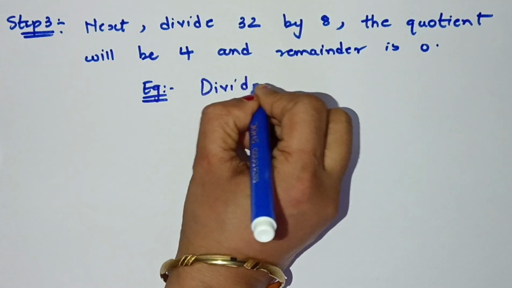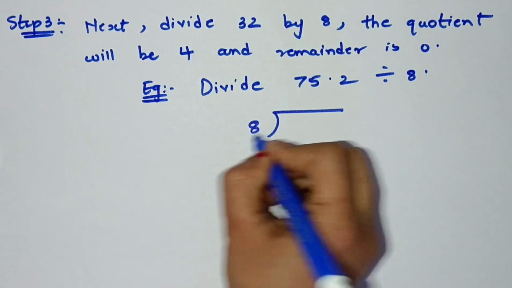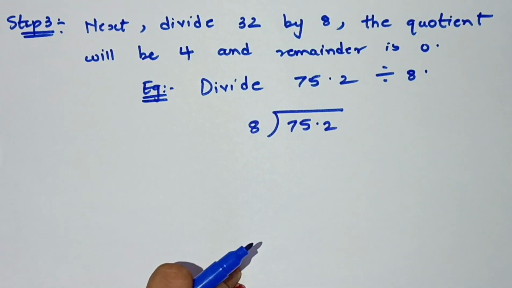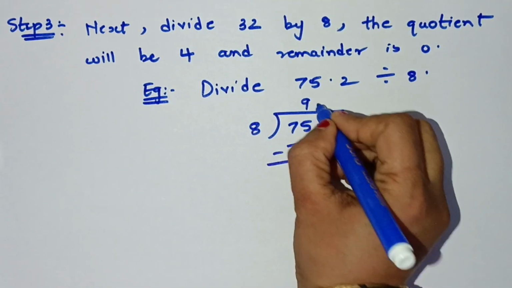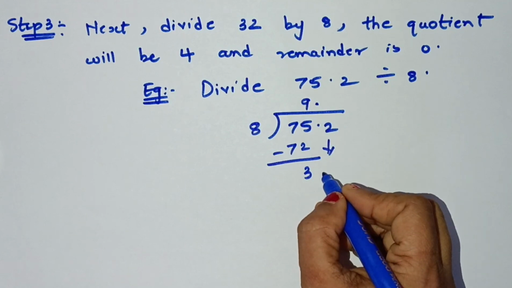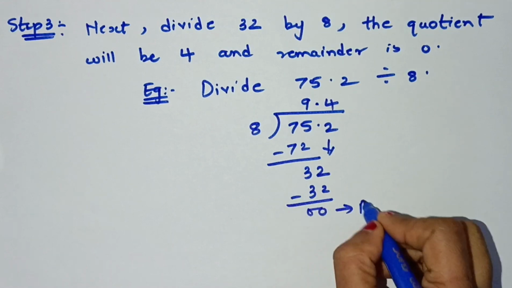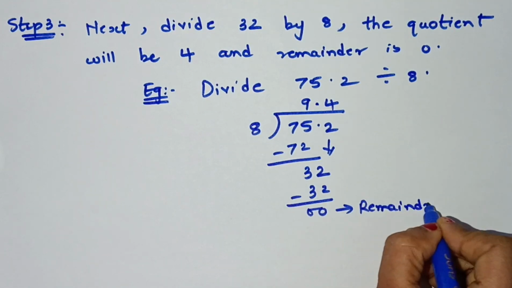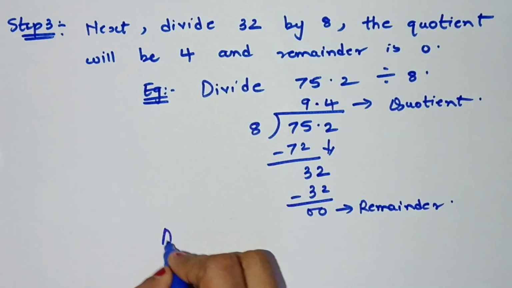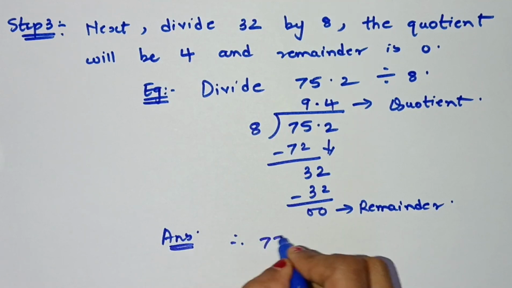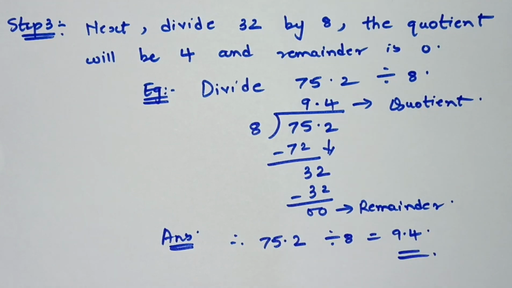So let's see this example again. The question says divide 75.2 by 8. 8 is the divisor, 75.2 is the dividend. 8 nines are 72. Decimal point, bring down the tenth place, that is 2. 8 fours are 32. So this is your remainder, correct? And the answer you got is called the quotient. So how will you write the final answer? Therefore 75.2 divided by 8 is equal to 9.4. It means what?